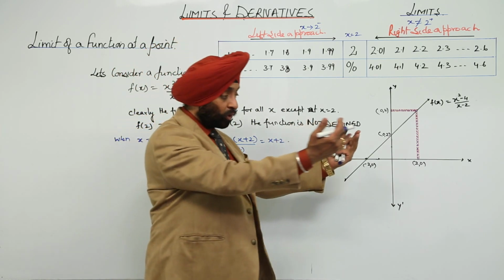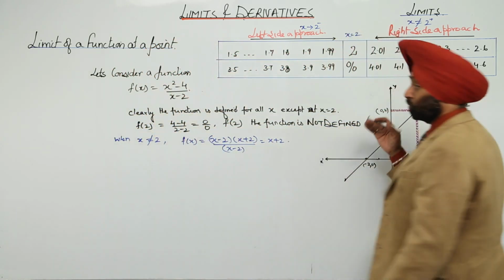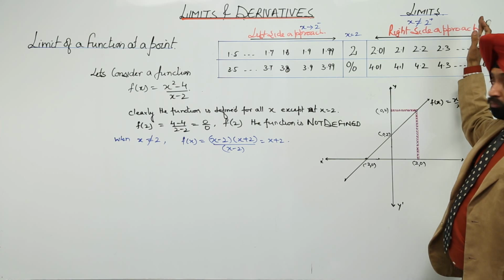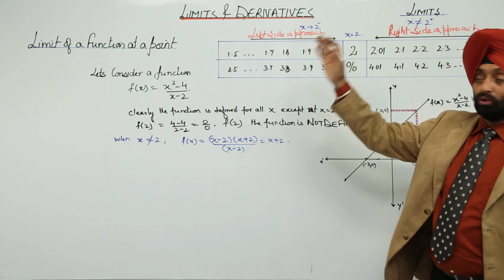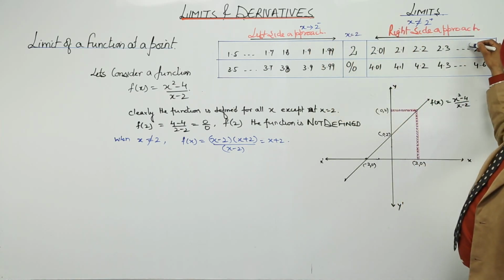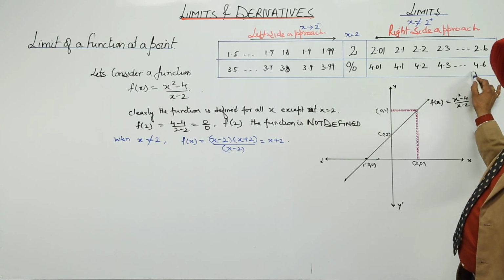Now, let us come from the other side. I am going from this side towards point 2. Similarly, let it be 2.6, we get 4.6 as a result.